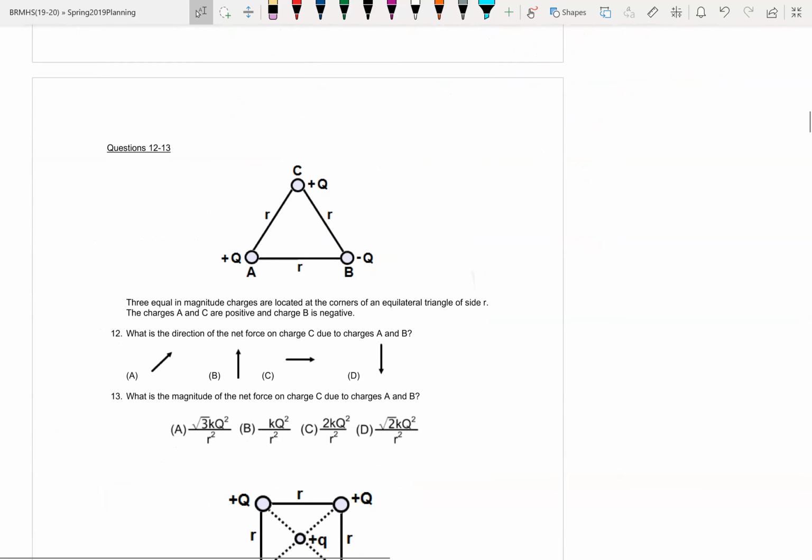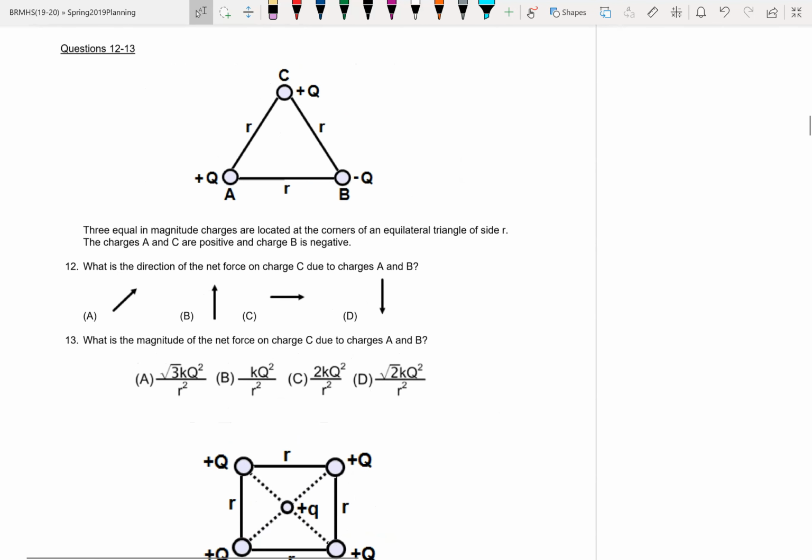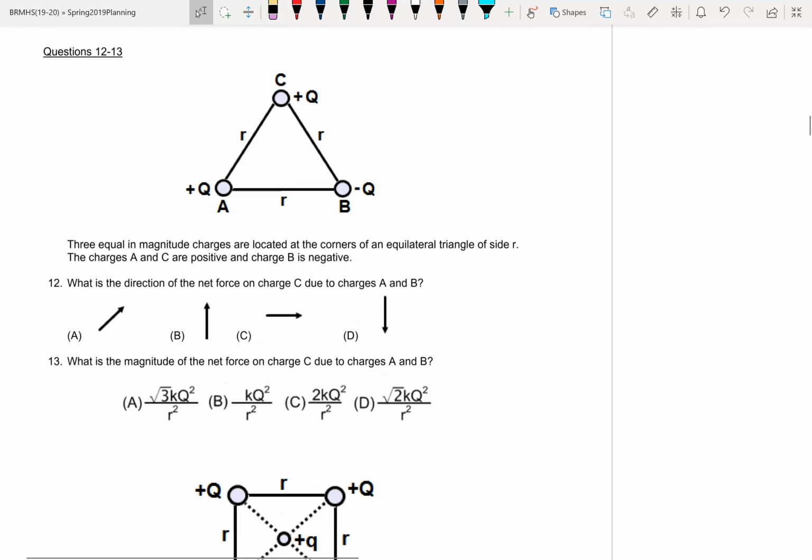Geometry, that's fun, huh? All right, 12, 13, 14, we're almost there. We've got three charges in corners of an equilateral triangle again, with side length R. The charges A and C are positive, but B is negative. What is the direction of the net force on charge C due to the charges A and B?